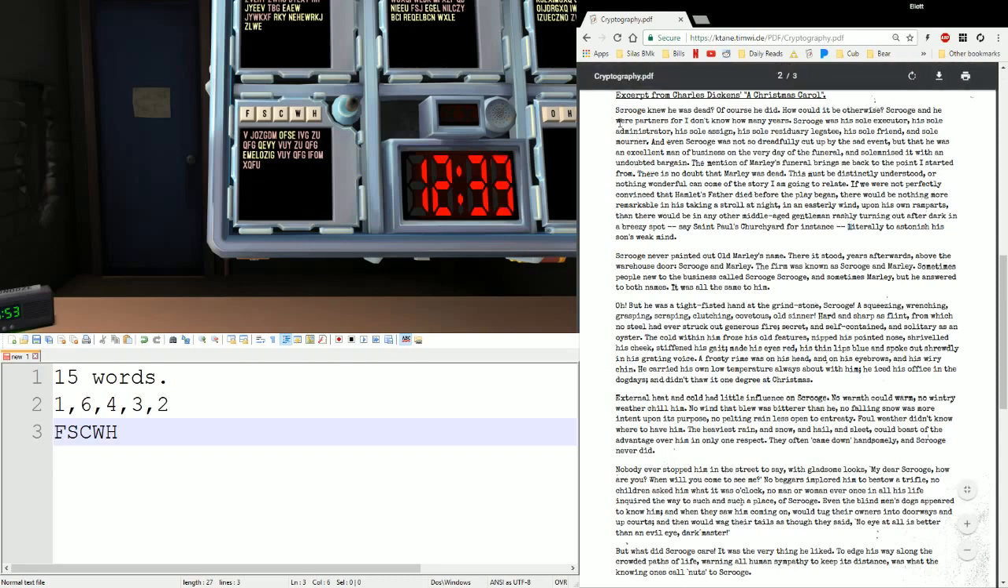Scrooge, how, Scrooge, and, the, there, if, Scrooge, there, the, it, but oh, A, that's one letter, squeezing is 9, so it's not this one. Hard, the, made, a, frosty, rhyme, was, on. 1, 6, 4, 3, 2. This is the phrase we want. A frosty rhyme was on his head and on his eyebrows and his wiry chin.